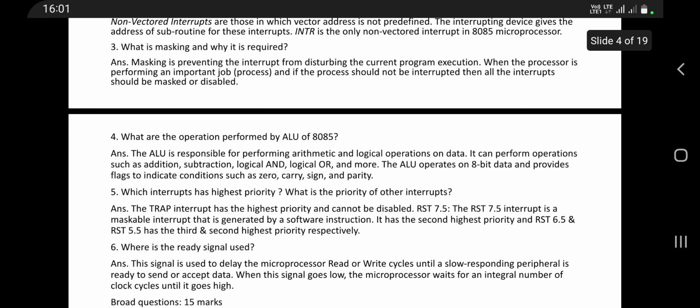Next is, what are the operations performed by the ALU of 8085? As you all know, the arithmetic logic unit is responsible for performing arithmetic and logical operations on data. It can perform operations such as addition, subtraction, logical AND, logical OR, and many more. The ALU operates on 8-bit data and provides flags to indicate conditions such as zero, carry, sign, and parity.